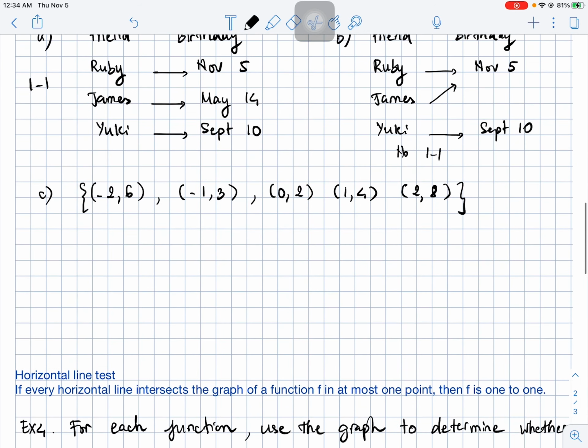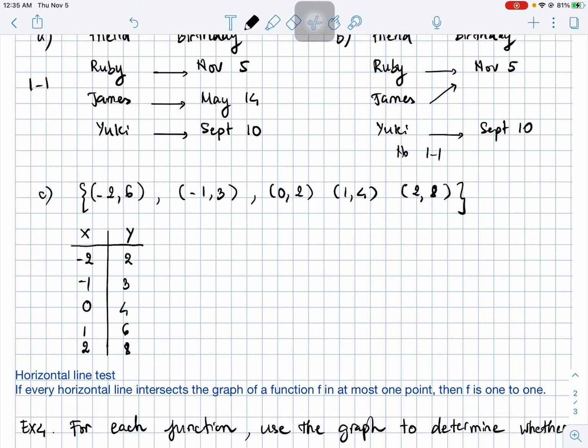In problem C, it's a little harder because they give us numbers. So we can make a table, and we're going to put x and y. We look at the x first. We have the x values -2, -1, 0, 1, and 2, already listed for us from smaller to bigger. Now we look at the output. We have 6, 3, 2, 4, 8. If you want, you can put them in order: 2, 3, 4, 6, 8.